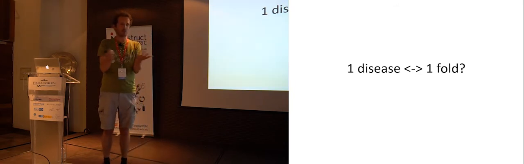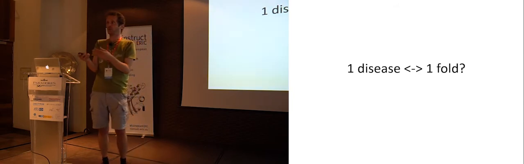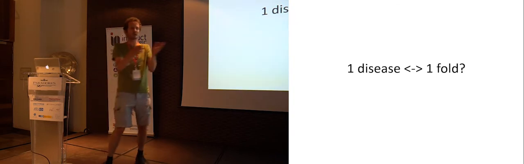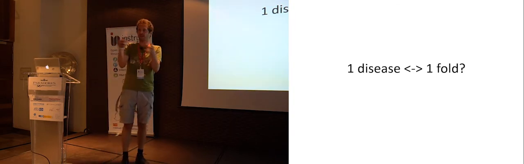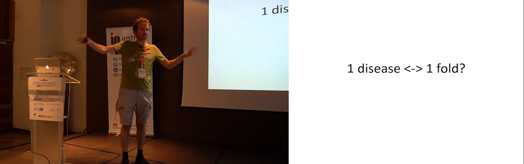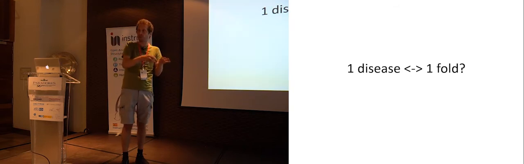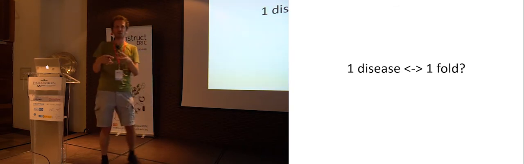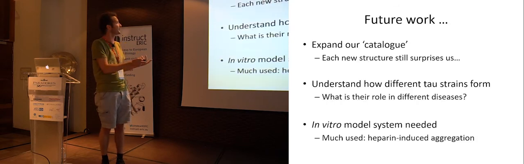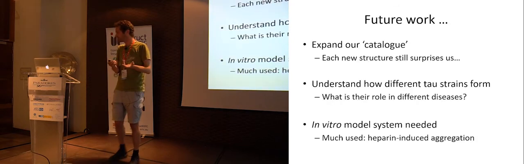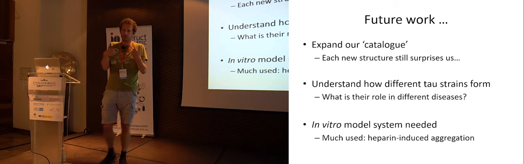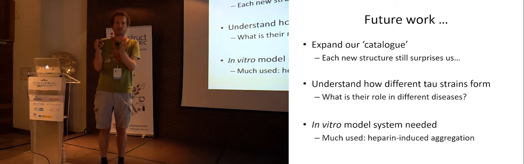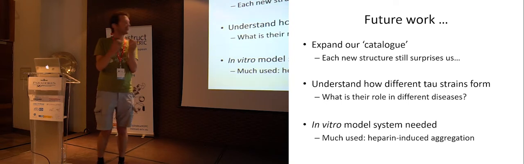What does that mean? We don't really know yet. And also important, we don't really know how these different folds arise. So chemically, patients from the same diseases have the same fold, but among diseases they are very different. So there must be some specific chemistry going on. So future work will try and keep expanding this catalog. As long as we're being surprised by our findings, I think we can learn new things from doing more.